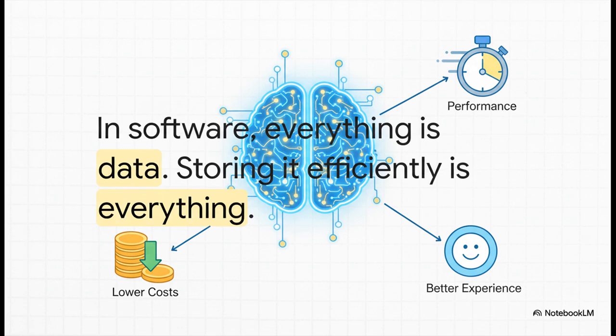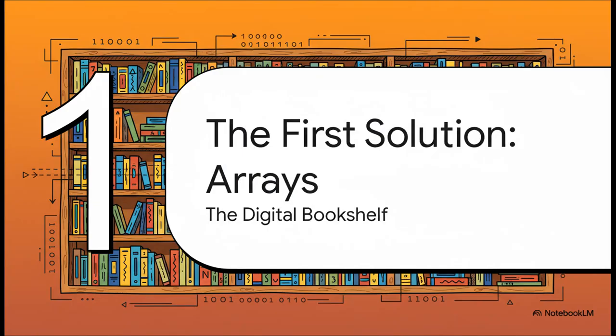It's a huge deal. Okay, so let's meet our first contender, the array. I like to call it the digital bookshelf. Imagine you have a whole bunch of stuff you need to store. What's the most intuitive way to do it? You just line them all up in a row, right? Side by side, nice and neat. That's an array for you.